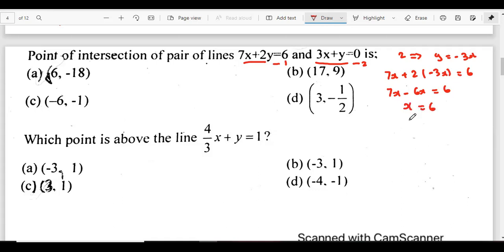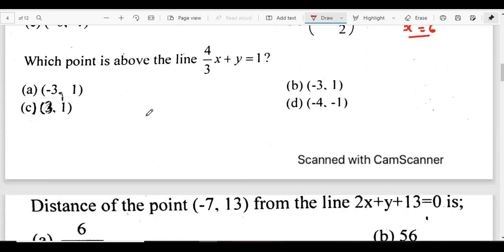And the only option with x equals 6 is A. So I will take that directly, and if you have time at the end, you can just double check. Now it's very obvious if x is 6, y is minus 3 into 6, that would be minus 18. So that would be the answer. Okay, that is good. Let's talk about another one.